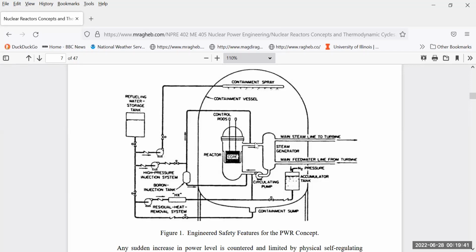If any earthquake occurs and breaks one of the pipes, steam would be released in the containment structure. So you have a containment spray that would quench the steam. And in that case, it gets water from an engineered safety feature called the refueling water storage tank that would spray the containment structure. The water there would condense any steam or quench it. It goes to a containment sump, and the water is taken to a heat exchanger called the residual heat removal system.